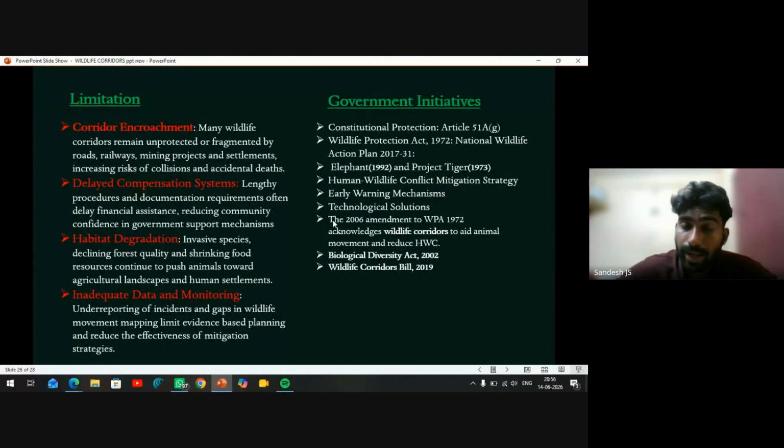And inadequate data and monitoring. Under-reporting of incidents and gaps in wildlife movement mapping limit evidence-based planning and reduce the effectiveness of mitigation strategies.